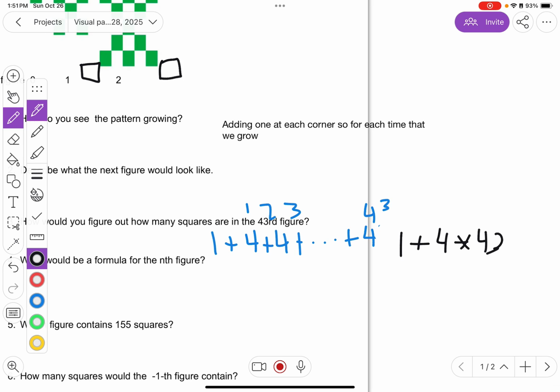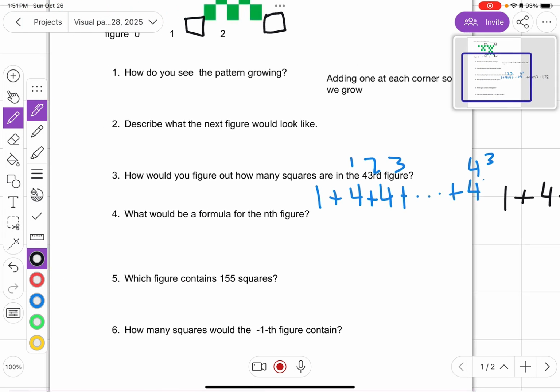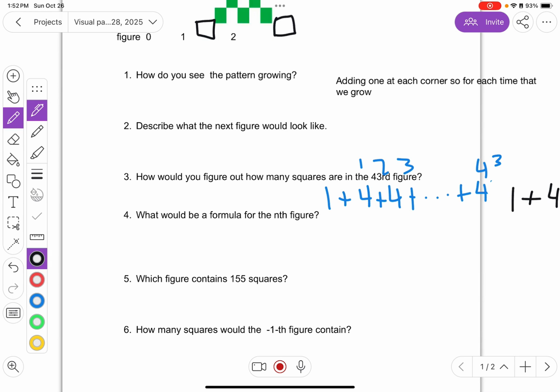Okay. Well, it's not a very good one, is it? 4 times 43. Or in other words, 4 times 40 is 160, plus 4 times 3 is 12: 160, 170, 172. So altogether, 173 of those green squares. So our formula would be, if you tell me how many times I've grown, it's 4 times the number of times I've grown, plus the one that I started out with, would be my total squares.